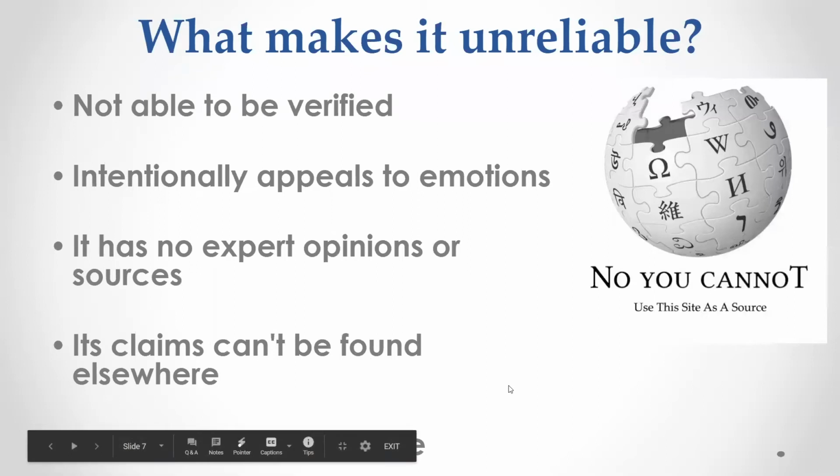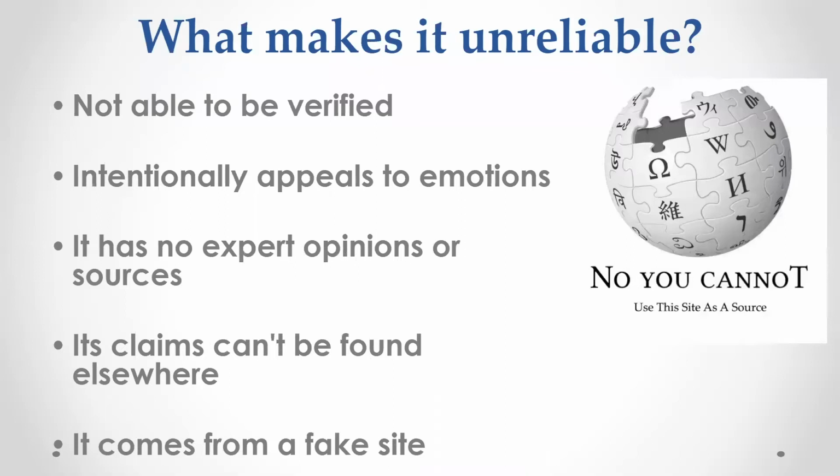So what are some indications that a website is unreliable? One of these indications is that it is not able to be verified, meaning that this site does not cite any sources that actually back the facts or the claims that they are making. Second of all, they can also intentionally appeal to your emotions. Instead of talking in facts, they talk in a way to convince you onto their side, without actually giving you real numbers and real sources.